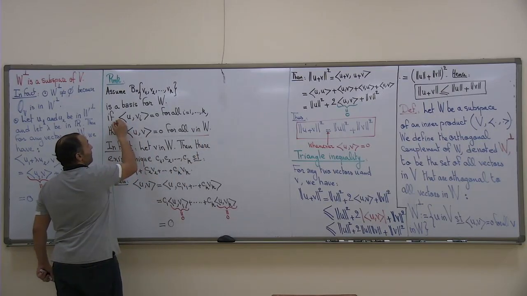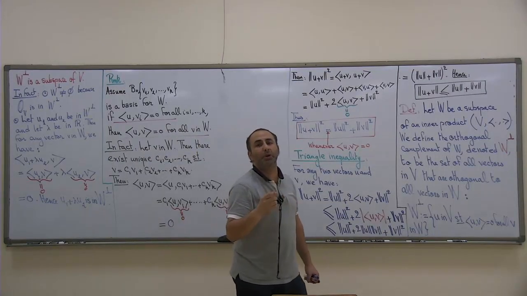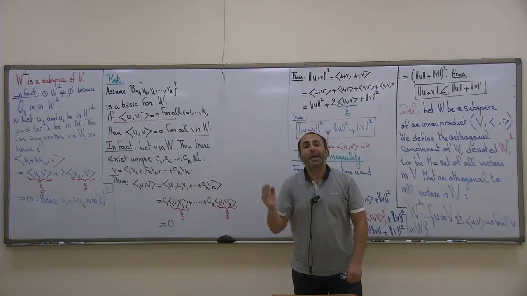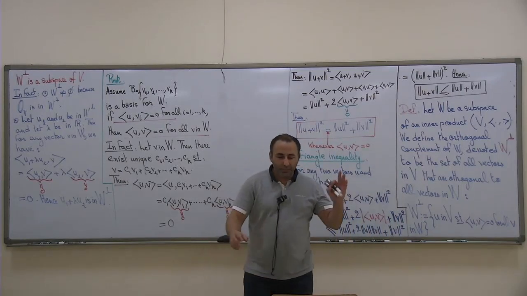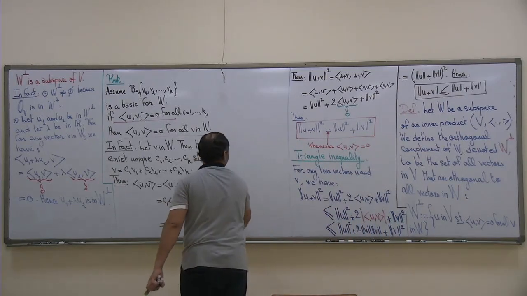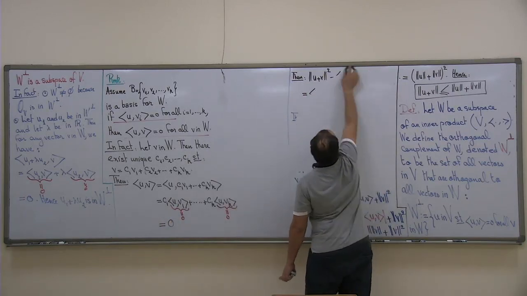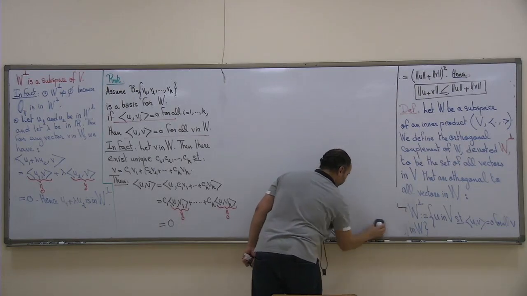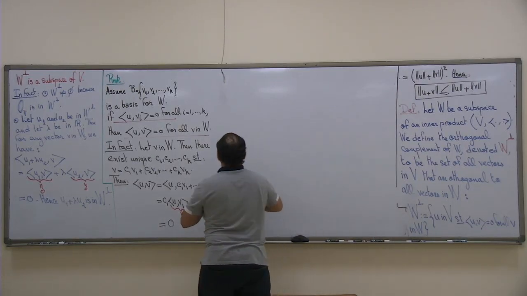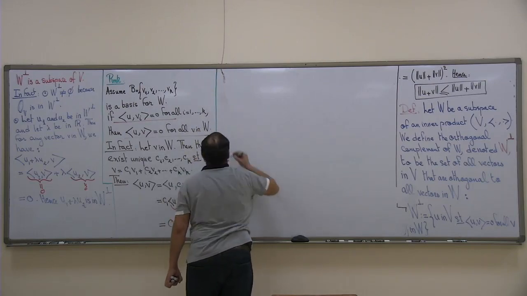So if you have a vector U that is orthogonal to all the vectors in the basis, it will be automatically orthogonal to every vector in the subspace W. Let's do a very simple example. Okay, example.